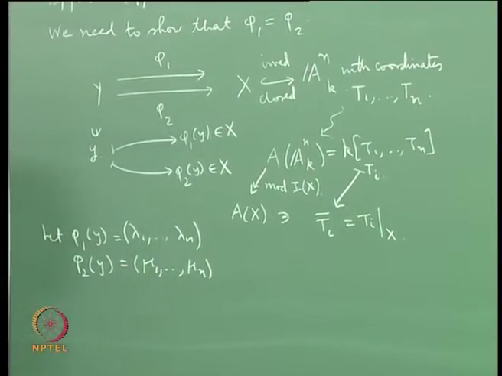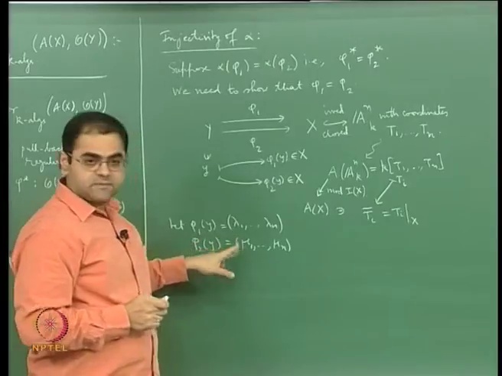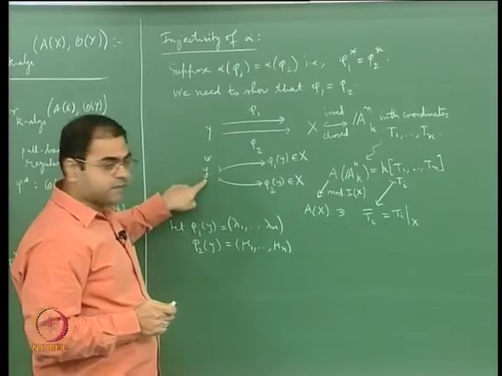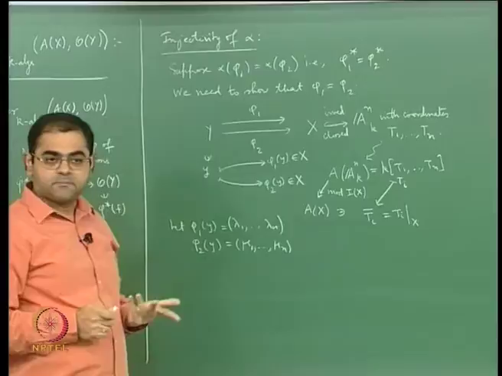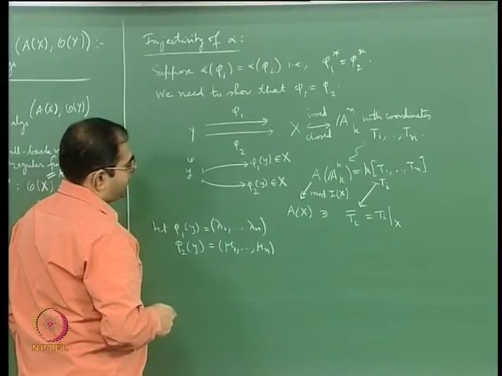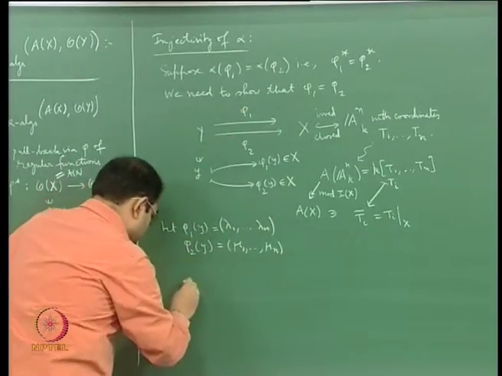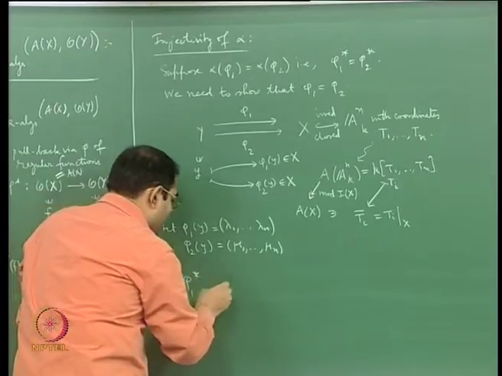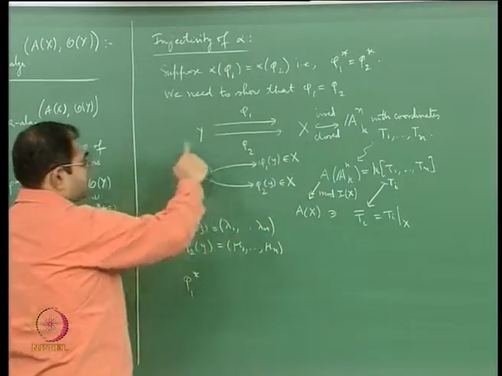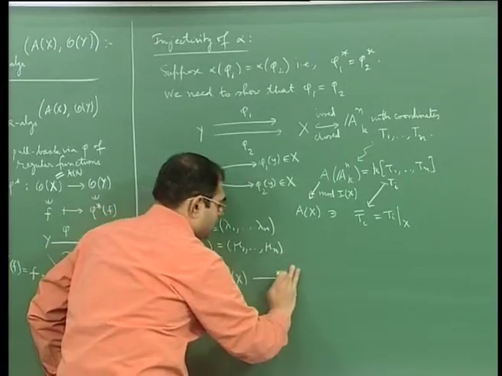What I will have to prove is that if phi1 upper star equals phi2 upper star, then these lambdas are the same as the mu's, which will say that the point phi1 of y and phi2 of y are one and the same point, and since y was arbitrary, it would tell you that phi1 and phi2 are one and the same map. So the point to understand is the meaning of phi1 upper star equal to phi2 upper star. Phi1 upper star is the pullback map from the regular functions on the target to the regular functions on the source. So it is from A of x to O of y.